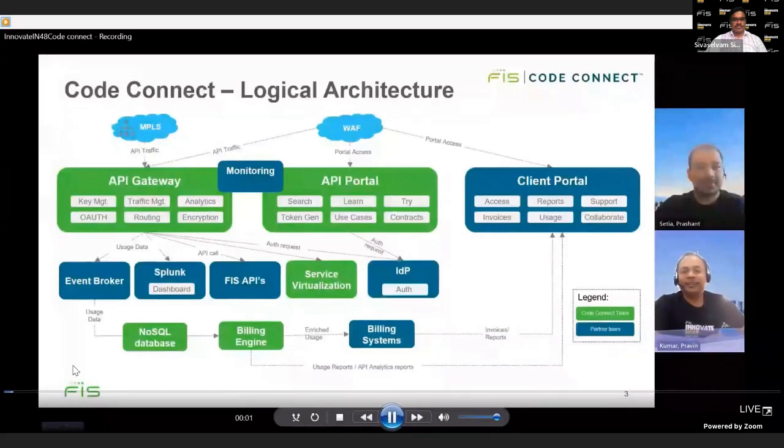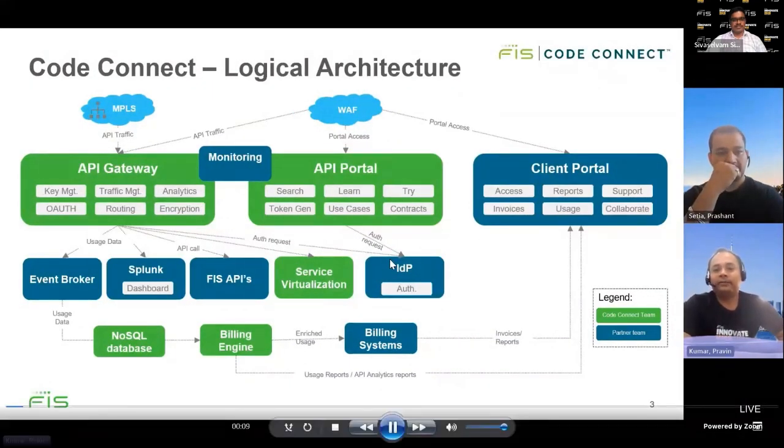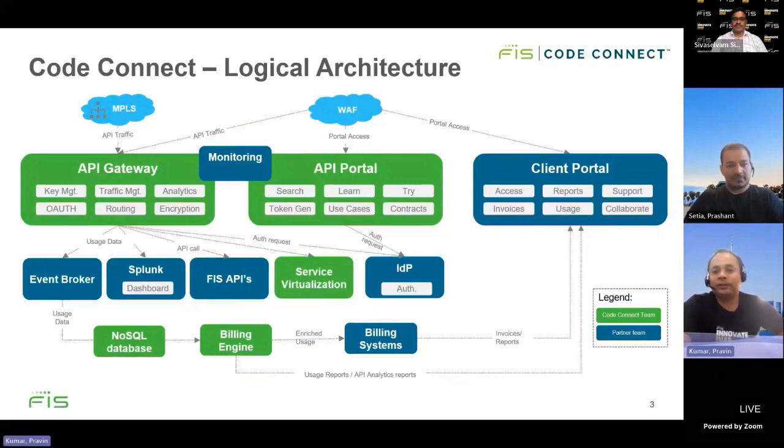Hello everyone, I'm Praveen Kumar, Director of Development of the Code Connect platform at FIS. Code Connect is FIS's API gateway solution. It stands as a cutting-edge platform designed to streamline and optimize API management.